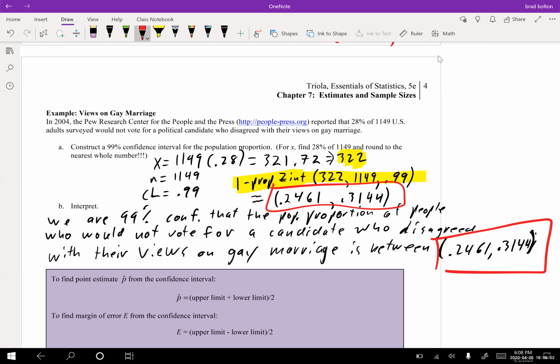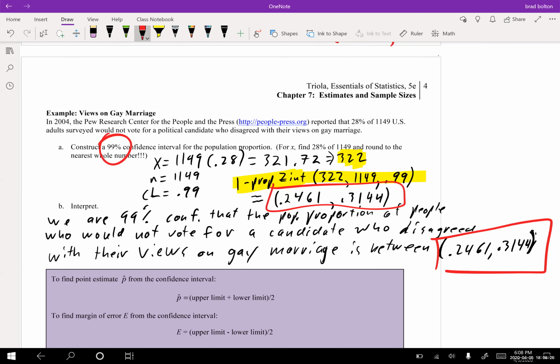Is it possible that I'm wrong? Well, sure. I only said that I'm 99% confident. So is it possible that the sample misled me and I made a mistake? Yeah, that could all happen. But again, I'm pretty darn sure. 99% is pretty high up there. So just keep that in mind when you're doing these types of problems.